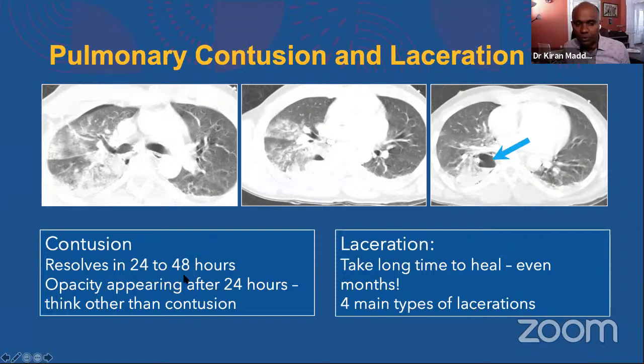So contusions resolve in 24 to 48 hours. And most importantly, if you see an opacity after 24 hours, you have to think of something other than contusion. It could be aspiration, it could be pneumonia, whereas the laceration is more important to include in the reports, because for two reasons.